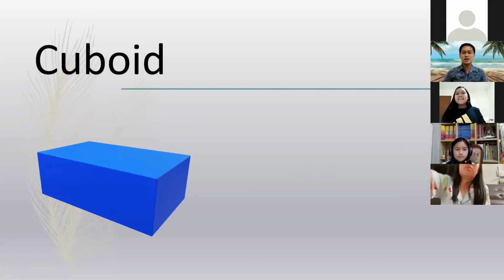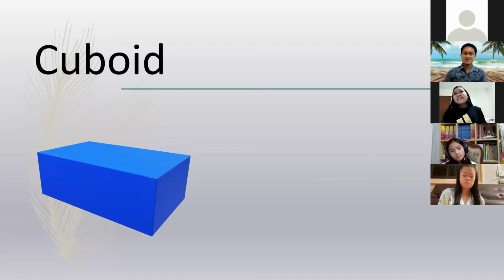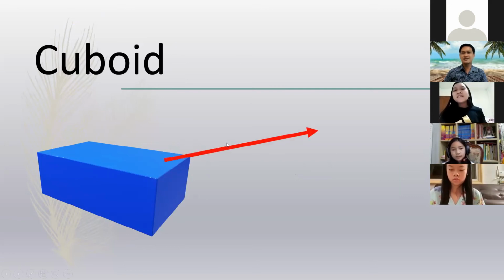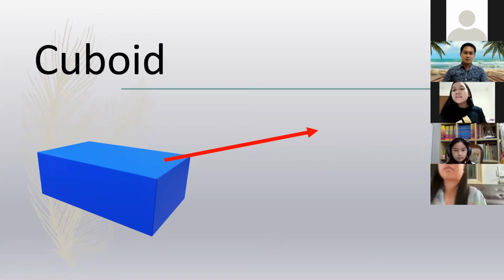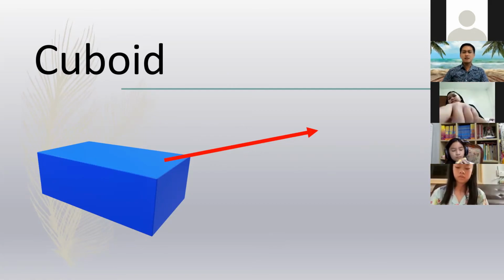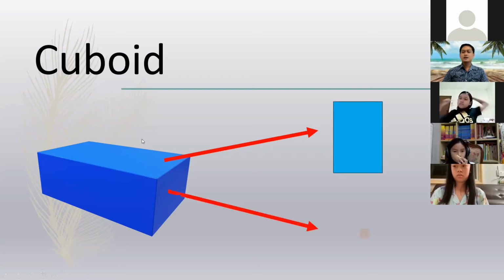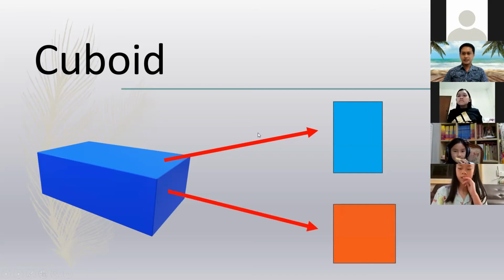And what 2D shapes can we find in a cuboid? We can find rectangles, but it depends on the cuboid. Sometimes you can find a rectangle and a square. Sometimes it's both rectangles. It depends on your cuboid.